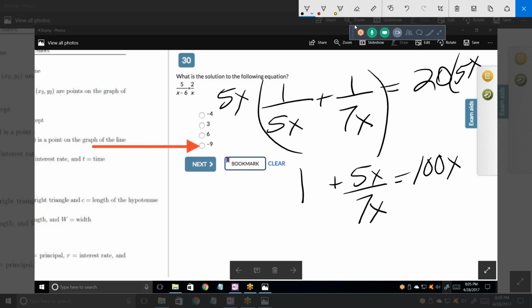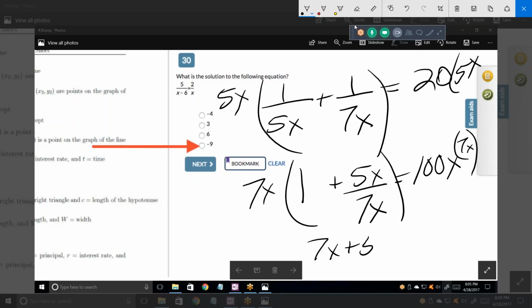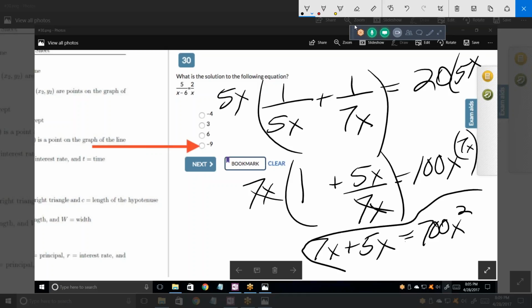Now, what do I want to multiply both sides by to get rid of the other denominator? 7x? Yeah. So I'm going to multiply the entire left side by 7x and the entire right side by 7x. Well, now that gives me 7x plus 5x, because the 7x cancels with that, equals 700x squared. Well, that's much easier to deal with than fractions. It's the fractions that give everybody problems.